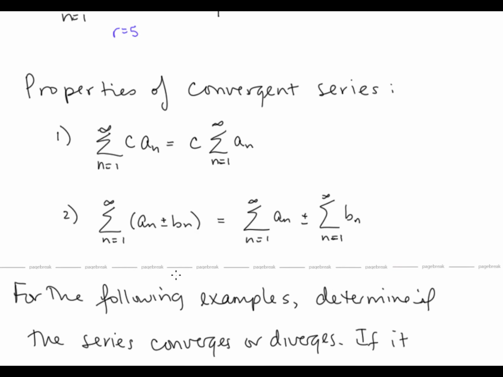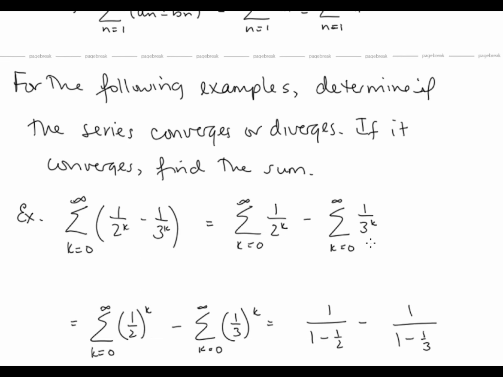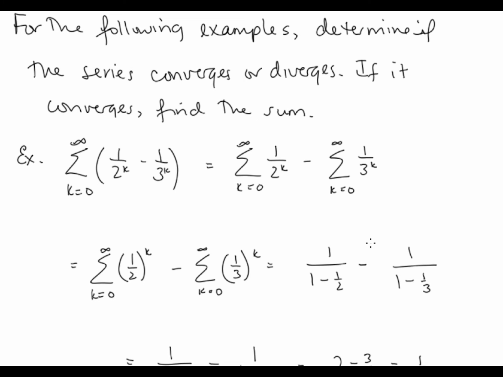Now when we're finding sums of convergent series, it's helpful to make note of these properties. If we have a constant times a series term, we could pull that constant out of the entire series. And if we're adding or subtracting series and they're both convergent, we could add or subtract their sums. So let's take a look at these examples. We want to determine if the series converges or diverges, and if it converges, to find the sum.